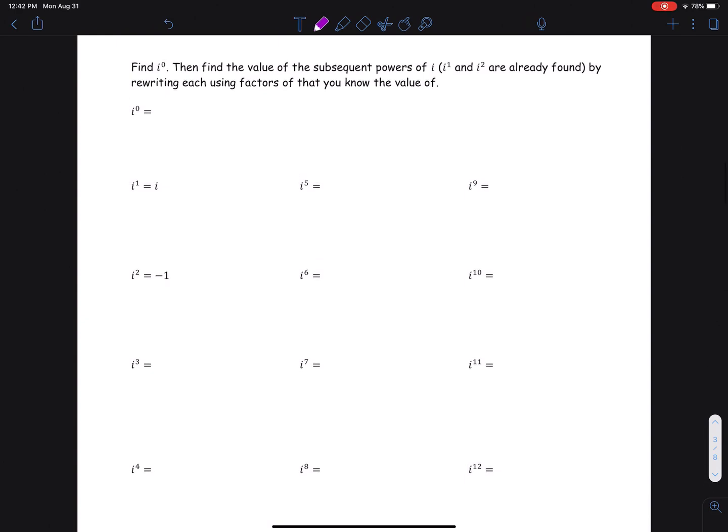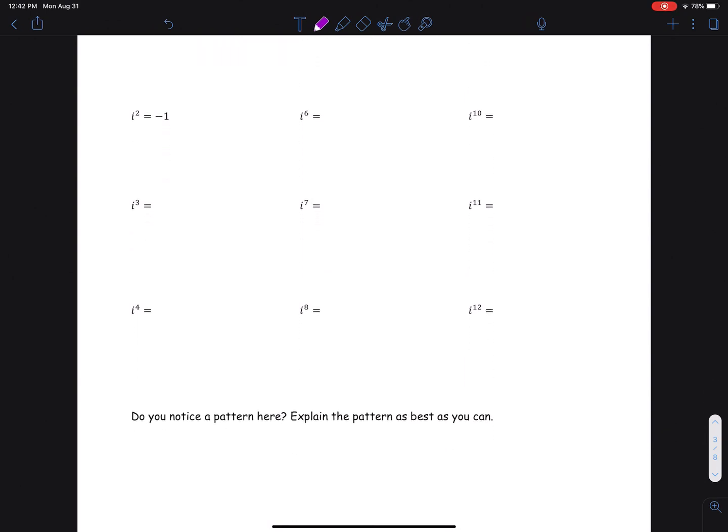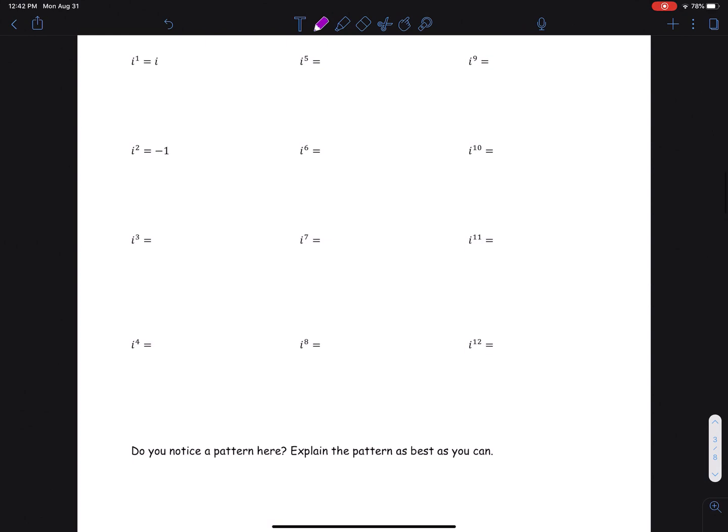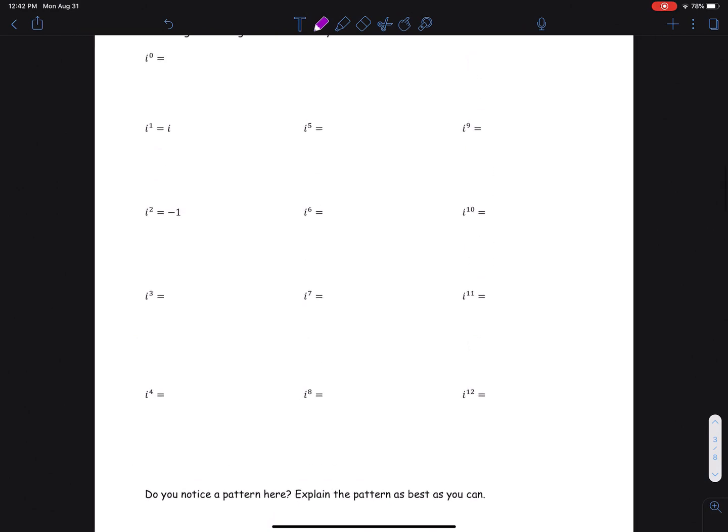Remember, when we are multiplying with the same base, you add the exponents. And then, do you notice a pattern here? Explain the pattern as best as you can. I don't think anyone's going to say the same exact thing for that, but if you get it, it should be the same general idea. So go ahead, pause the video and play it once you're done. Take your time.